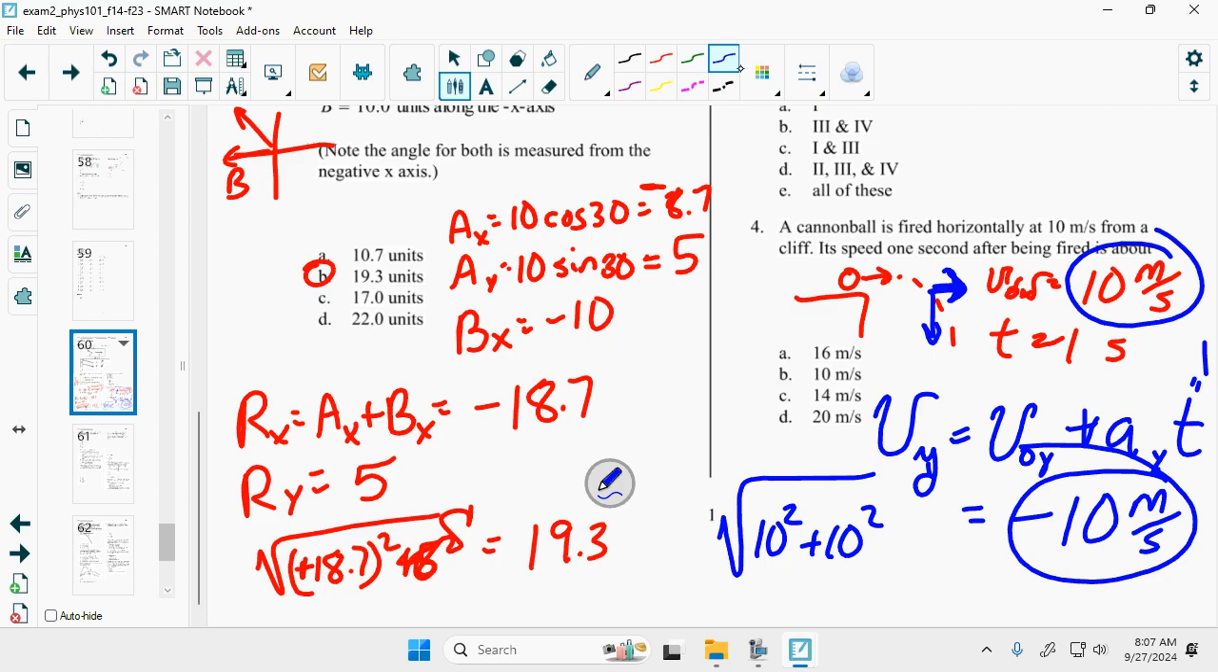Right, 14. So C is the right answer there. You will have to work a problem where you have horizontal launch. You shouldn't be surprised by that. You'll have to work a problem too where it goes up and comes back down again. Okay? So those will be multiple choice.